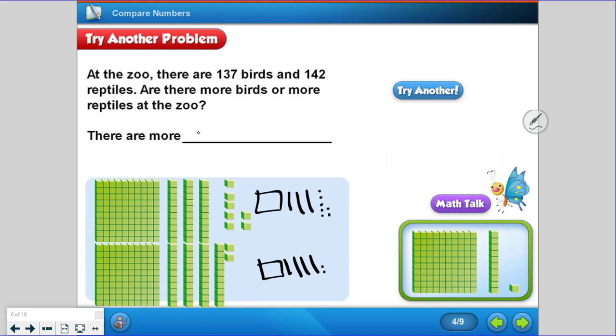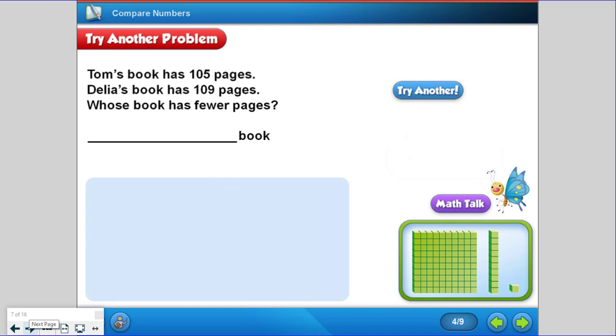So there are more, and I'm going to look right up here to spell reptiles. There are more reptiles. All right, let's go to our next one. Okay, just double check my numbers, make sure they match yours. Okay, so here we go.